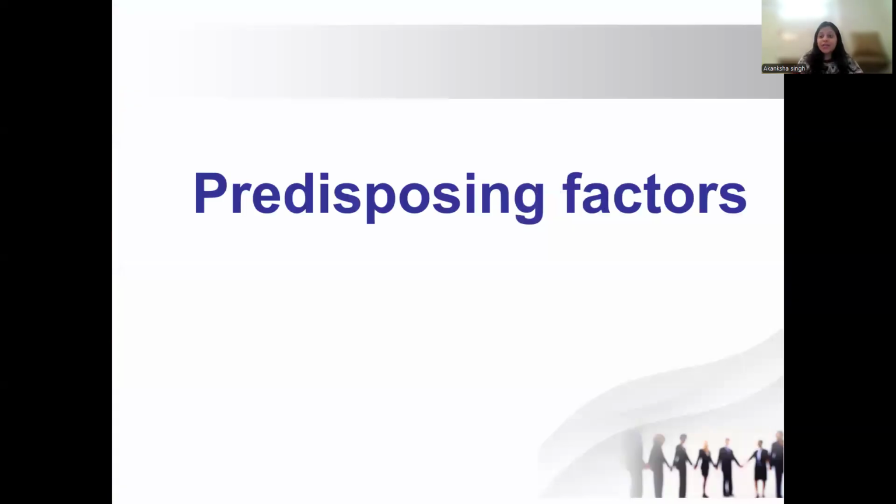Next is, what are the predisposing factors? When we were discussing earlier, I've already stated that necrotizing ulcerative gingivitis is also associated with certain debilitating diseases. So those diseases automatically become predisposing factors. The primary etiology was bacteria, and secondary might be some predisposing factors.